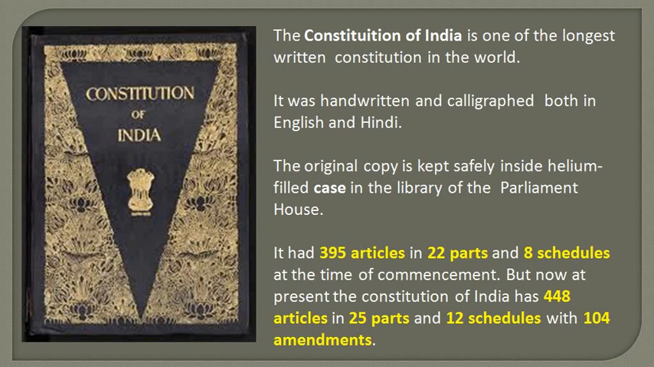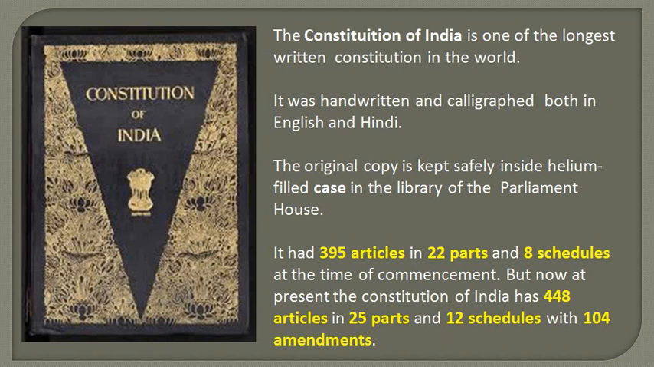Children, as you know, books have many chapters, each chapter has some topics, and so on. Same as the book of our constitution, it is divided into different parts and each part has some articles and schedules. So when our constitution was framed, at that time it had 395 articles in 22 parts and 8 schedules.